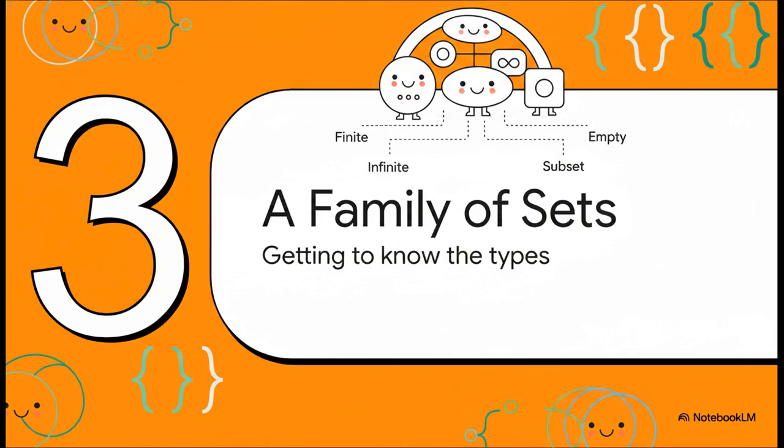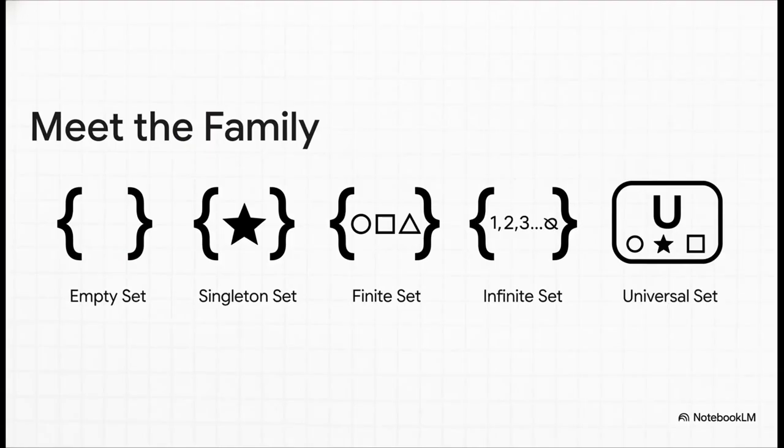Now let's meet the different kinds of sets out there. I kind of like to think of them as a family where each member has its own little personality. So first up, you've got the empty set, which, yep, has nothing in it. Then there's the singleton set, which is a little lonely. It has exactly one element.